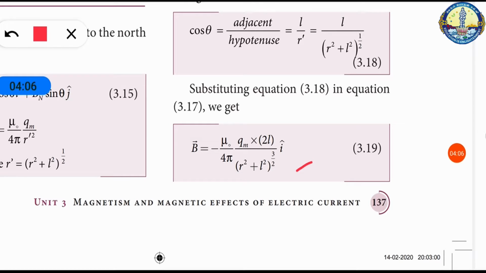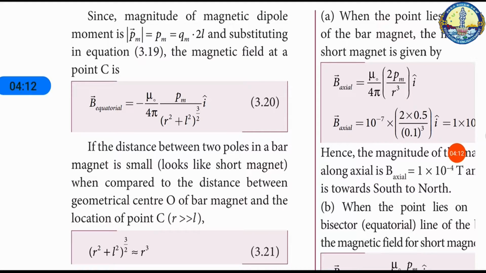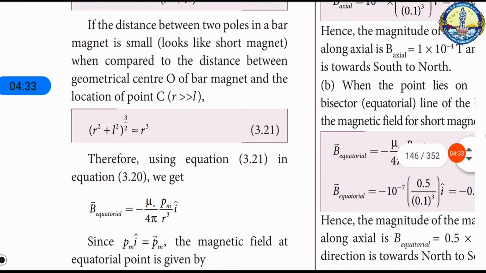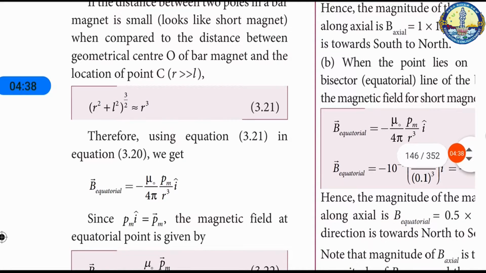We know that Qm into 2L is equal to Pm. So for the equatorial field, B is equal to mu naught divided by 4 pi into Pm divided by (r square plus L square) power 3 by 2 into i cap. If the distance between the two poles in a bar magnet is small, it looks like a very short magnet, compared to the distance between the geometrical center O of the bar magnet and the location of point C. Here r is greater than the length, so this expression can be written as nearly equal to r cube.